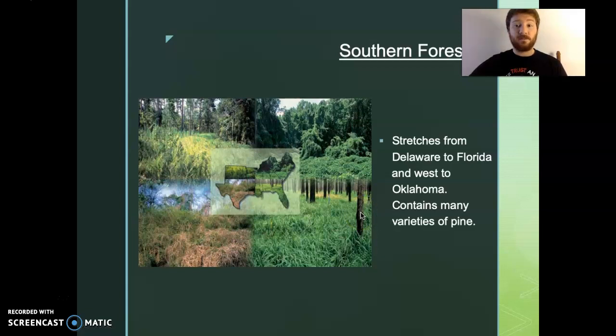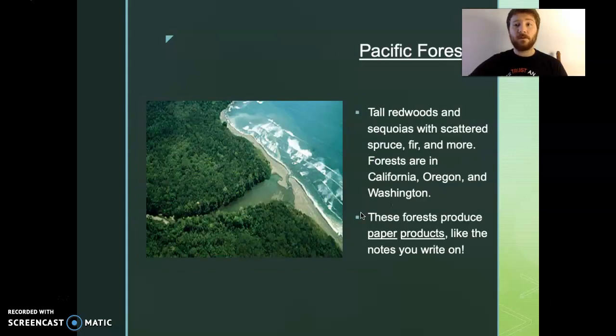Southern forest stretches from Delaware to Florida, west to Oklahoma. Pacific forest. This is unique. This is the tall redwoods and sequoias with spruce fir, more of California, Oregon, and Washington.